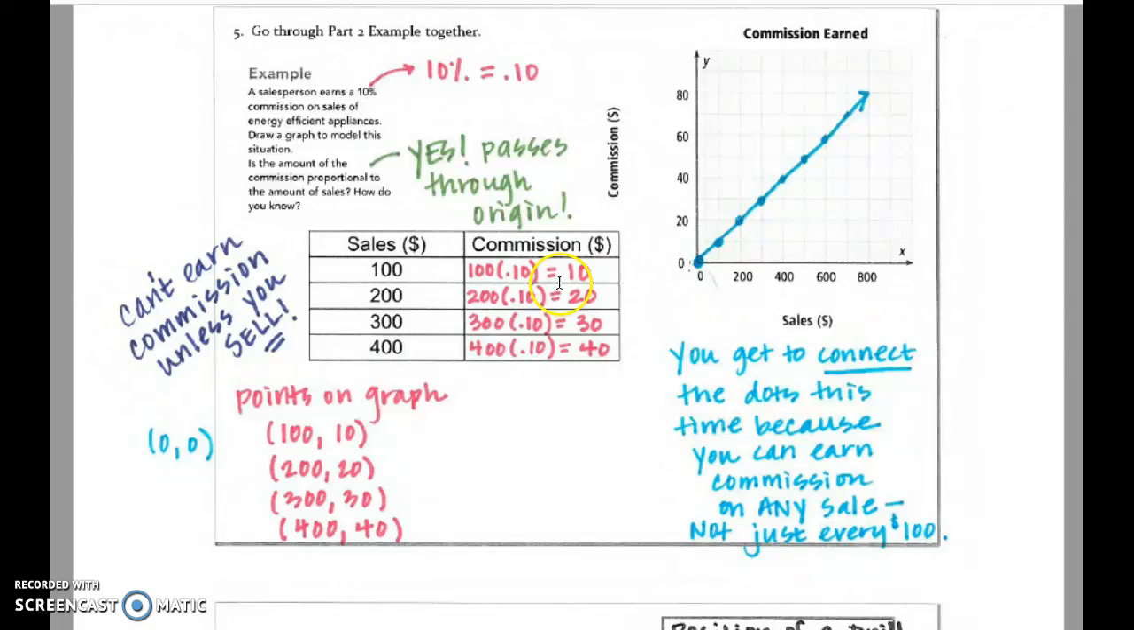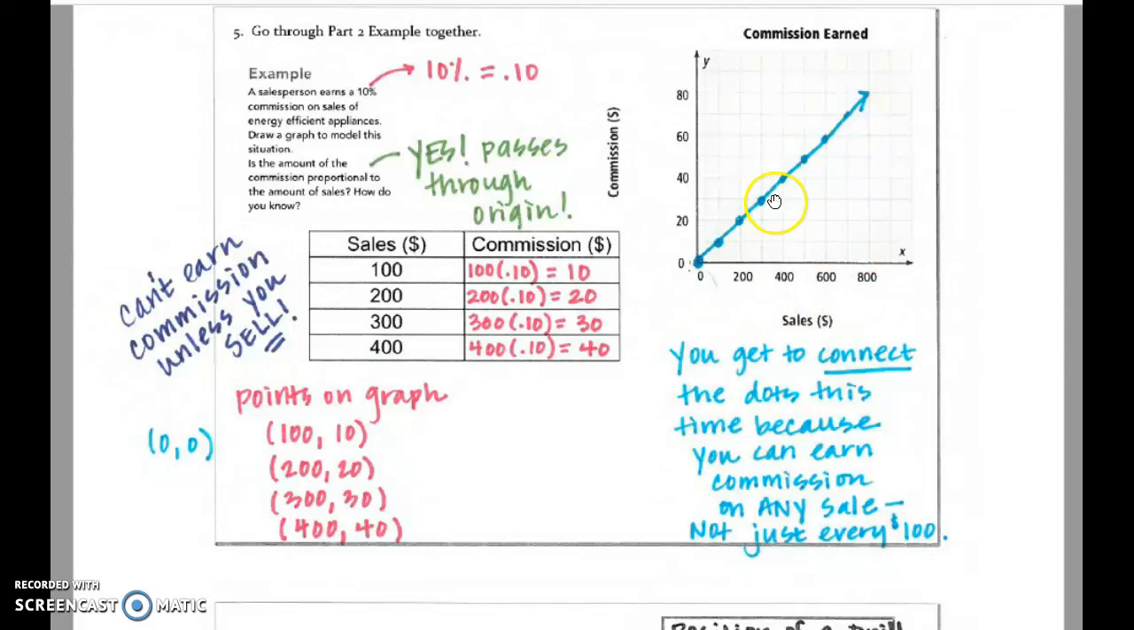So when I take 100 times 0.10, it's 10. 200 times 0.10 is 20. 300 times 0.10 is 30, etc. So here are the points on the graph. Obviously, it starts at 0, 0 because I can't earn commission unless I sell something. The points are 0, 0, 100, 10, 200, 20, etc. Across the x-axis is sales, up the y-axis is commission, and the title would be commissions earned. Start at 0, 0, go over 100 up 10, over 200 up 20, over 300 up 30, etc.